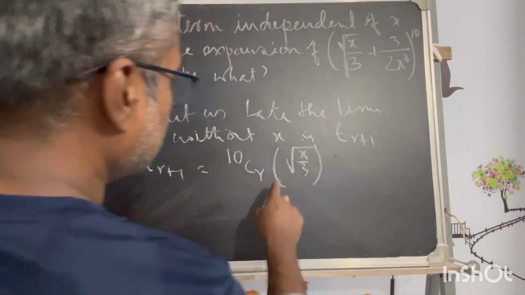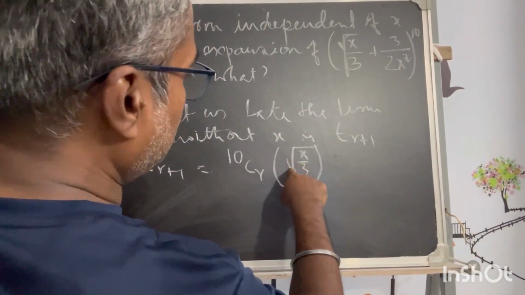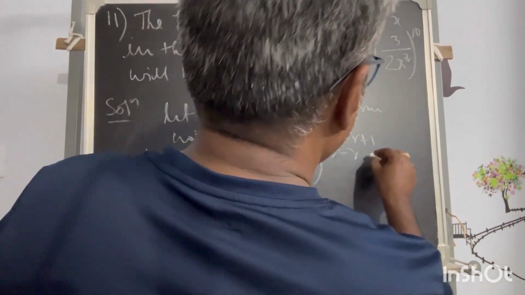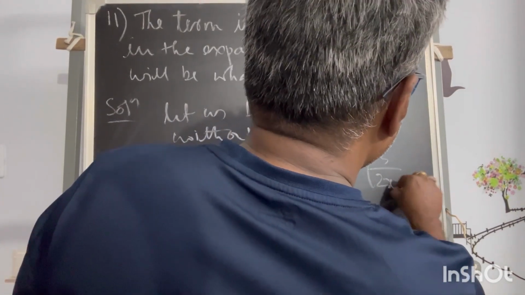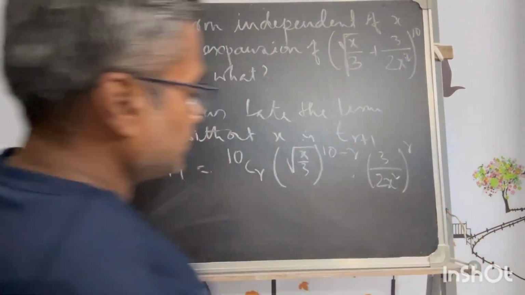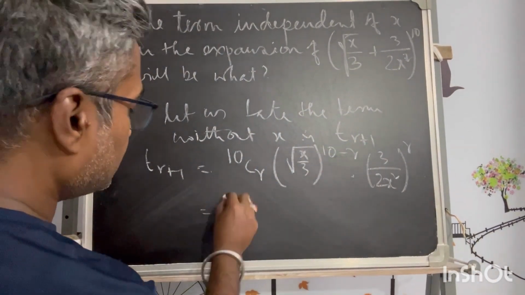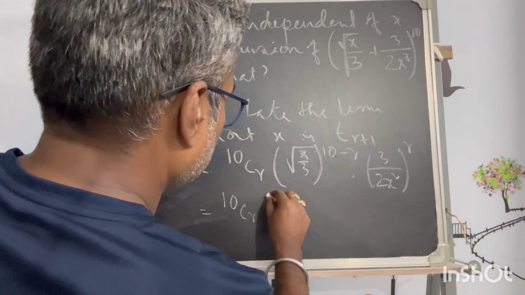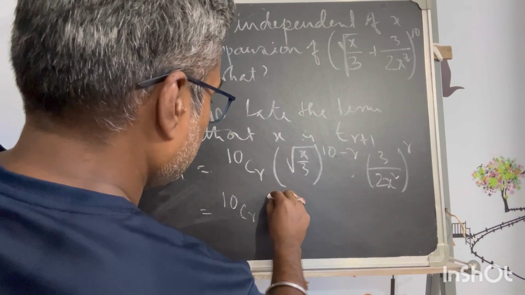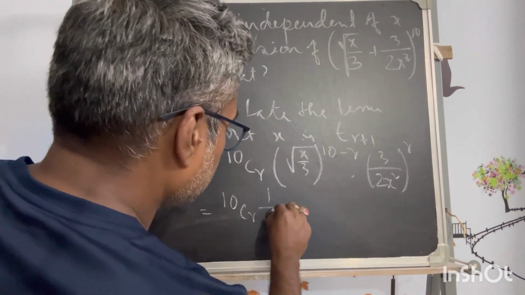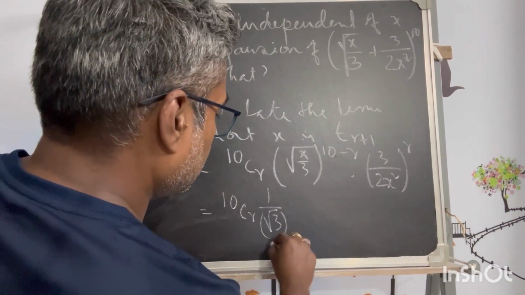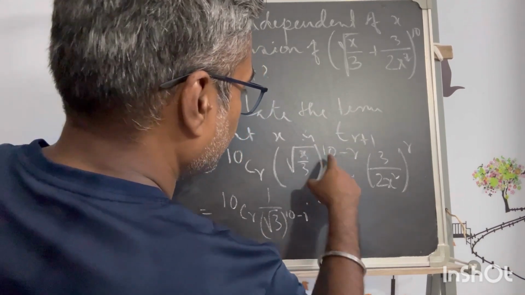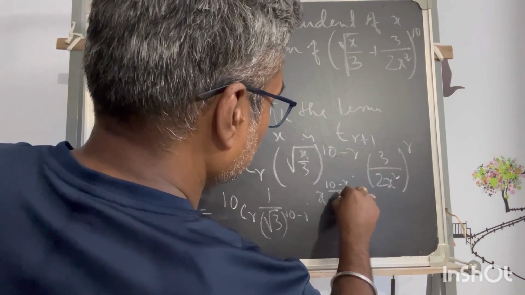So expanding this, the first term will be (x by 3 under root) to the power 10 minus r, and the second term will be (3 by 2x square) to the power r. So this will be the total case. Now let me simplify this. I can make it separate by keeping x to the root 3 whole to the power 10 minus r there, and x to the power (10 minus r) by 2 under root.